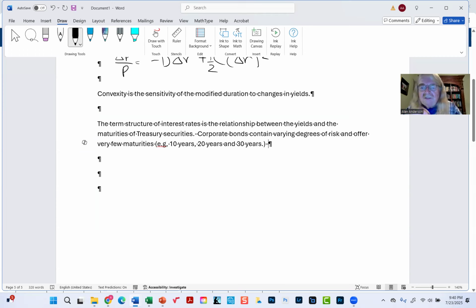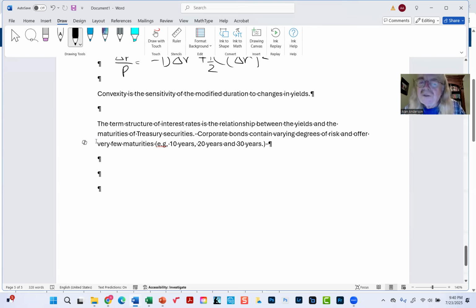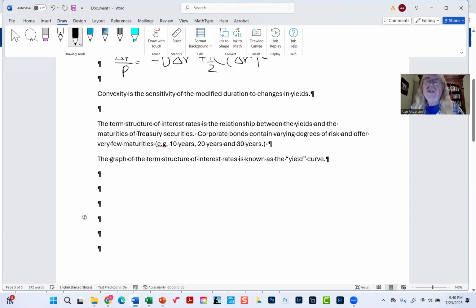So the term structure of interest rates simply means the relationship between all these different maturities and the corresponding yields. Now, if you draw a picture of this yield term structure, the graph of the term structure of interest rates is known as the yield curve, not to be confused with the price yield curve, because this shows not the relationship between prices and yields, it shows the relationship between yields and maturities.